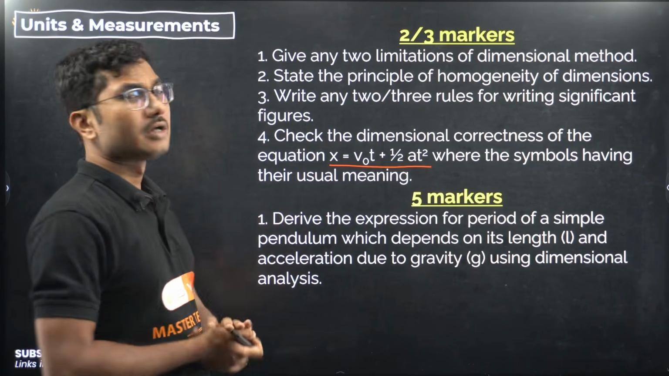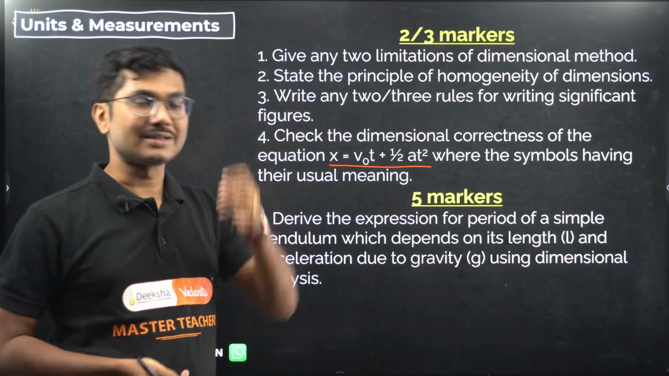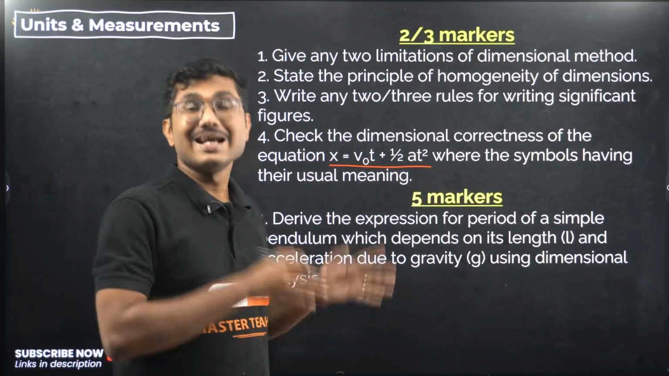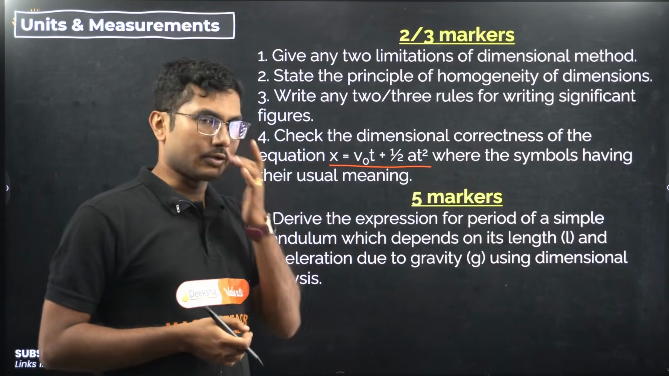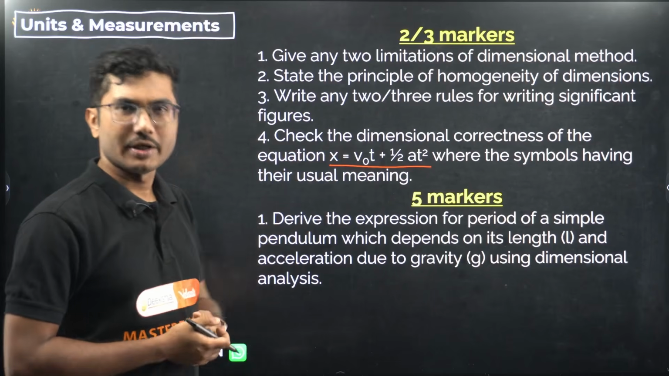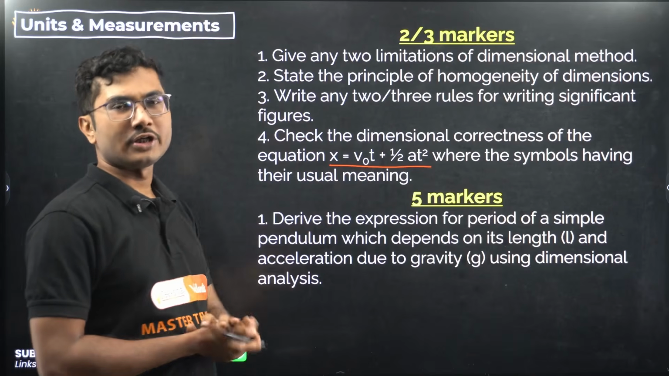If you are solving any dimension based questions, you have to check the left hand side and right hand side separately and show that both sides have the same dimensions. In case they do not have the same dimension, you have to mention it is not dimensionally correct. But here, this equation is a standard equation of motion, right? So it has to be dimensionally correct, and you have to show that it is dimensionally correct as well.